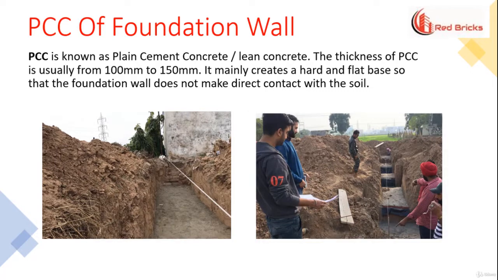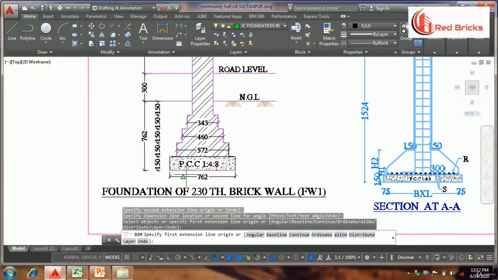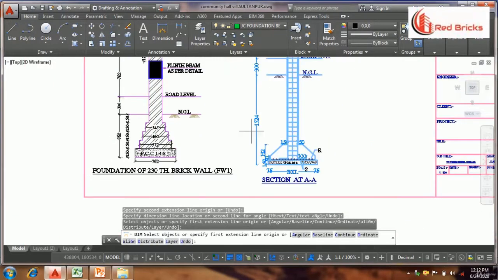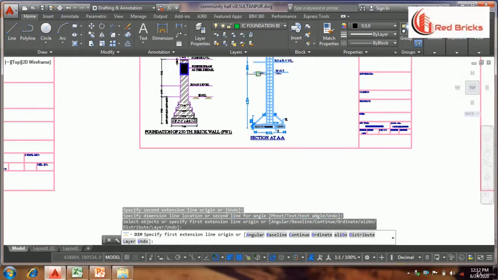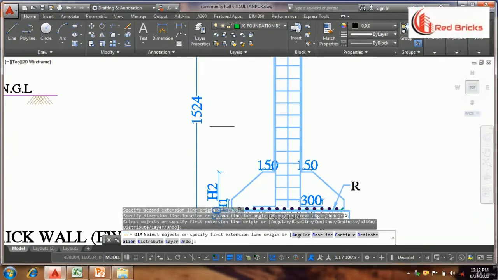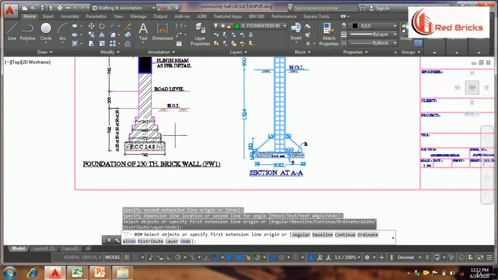Now let us calculate the PCC quantity of foundation wall using structural design. One thing that you should note is that the depth from NGL to base of foundation wall is 762 mm and from NGL to base of footing is 1524 mm. Therefore, the foundation wall PCC will lie from column to column.